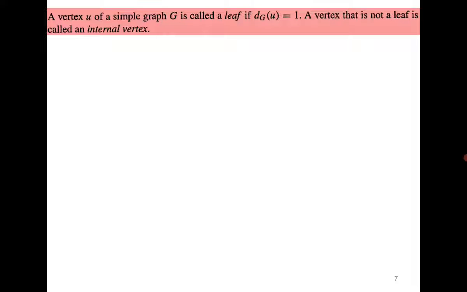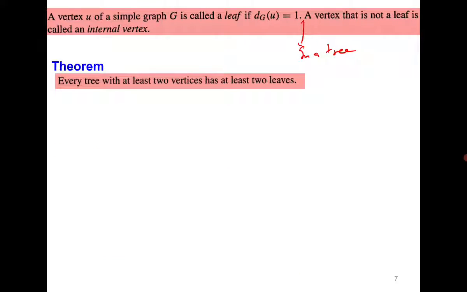The next concept is leaf. A leaf is a vertex with degree 1, and in a tree, if a vertex is not a leaf, then it is called an internal vertex.